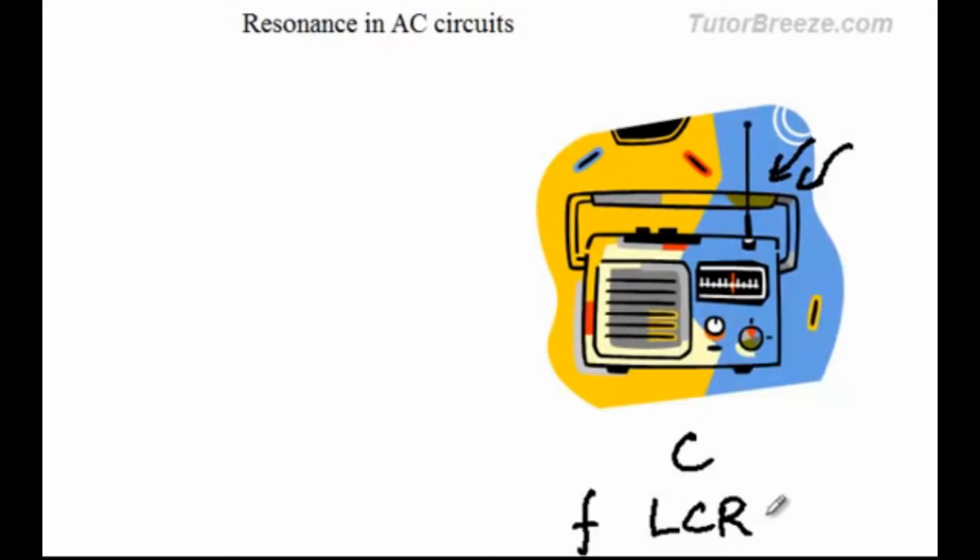Now how do you detect that? That is the point at which the reception has maximum clarity and the current in the circuit is maximum at that instant. Now let's look at this a little in detail.